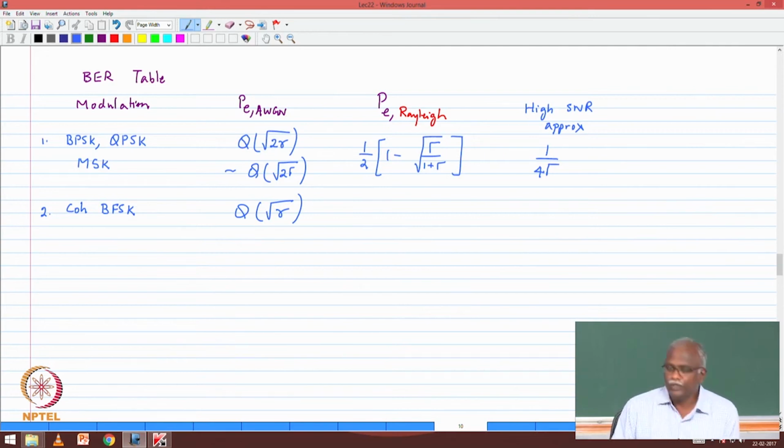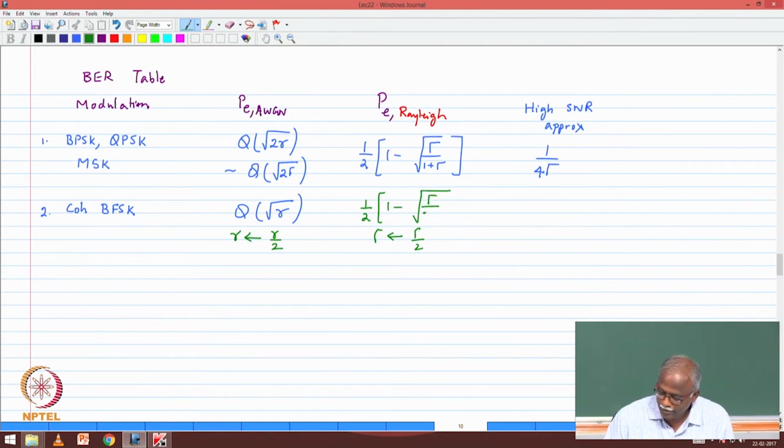Now, do we need to redo the derivation for Rayleigh? Not really, because if the instantaneous SNR is divided in half, the average SNR is going to get divided in half. So basically this can be obtained using the following substitution. You take gamma and replace it with gamma by 2. That also tells me that average SNR in the previous expression will be replaced by gamma by 2. So if you do that, this will come out to be 1/2 times (1 minus square root of gamma by 2 plus gamma). Okay. So basically this is the substitution.